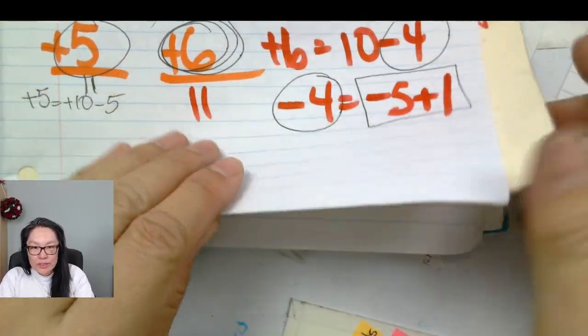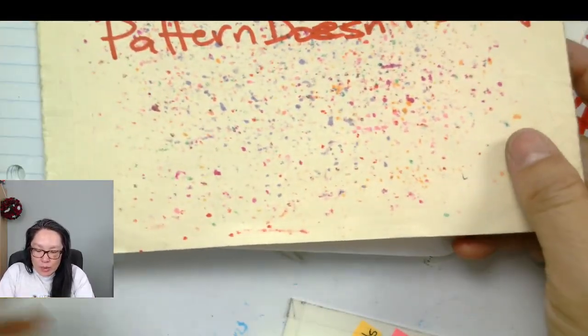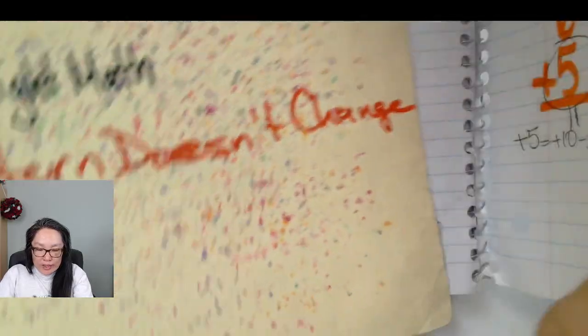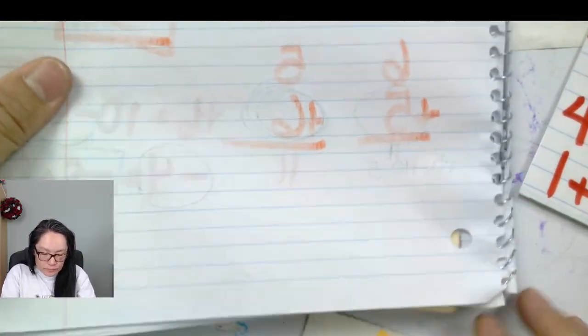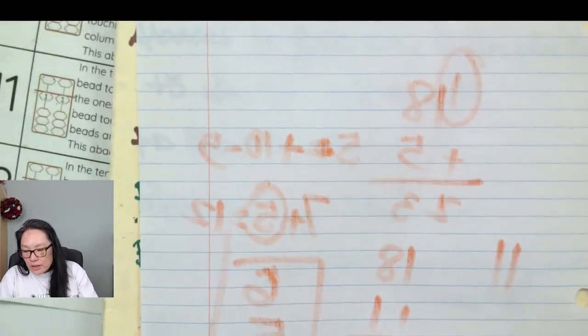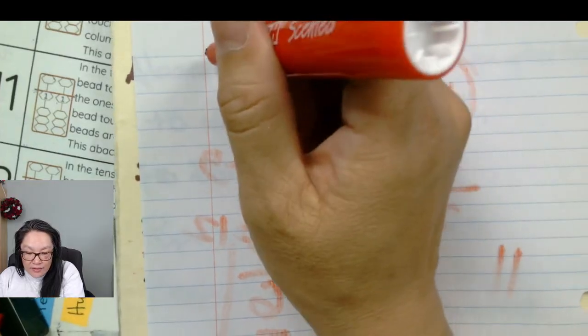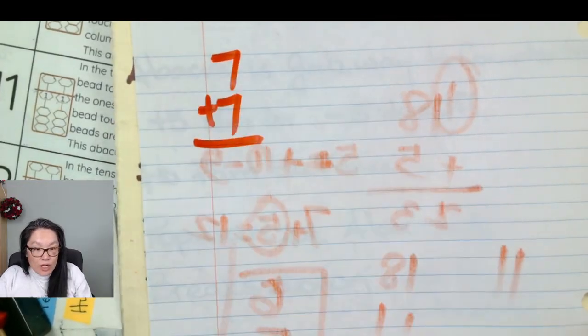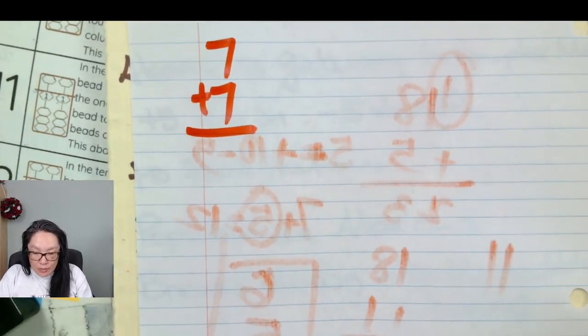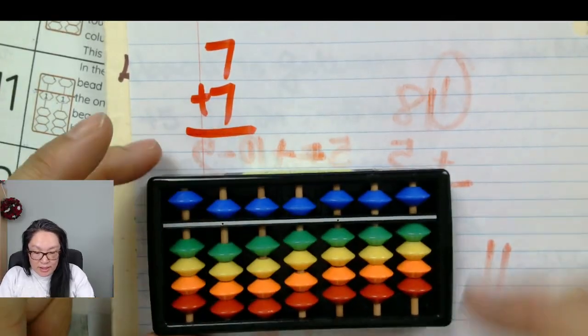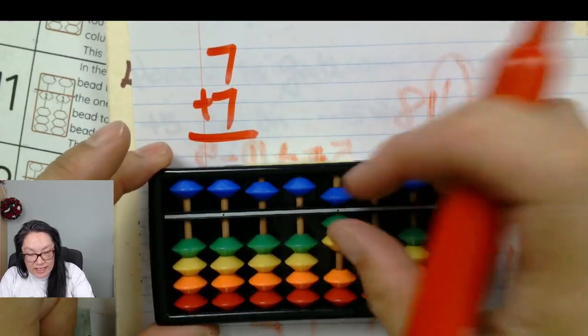So we can do another two-step equation. There's a lot more two-step equations, but that really solidifies. And then we start talking about critical thinking. So here's another one. We could do 7 plus 7. Again, we're not memorizing our doubles. What we're doing is we're utilizing our formulas. So we have 7 on the abacus.